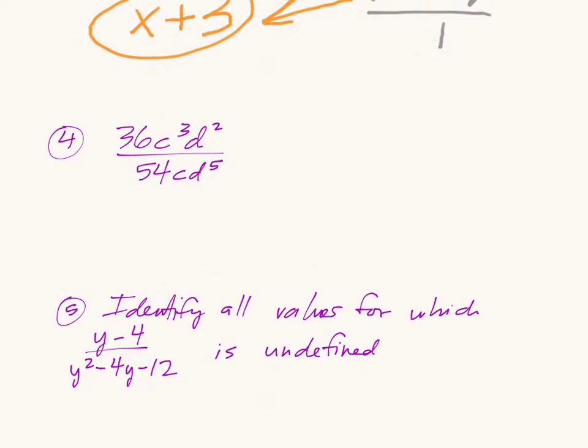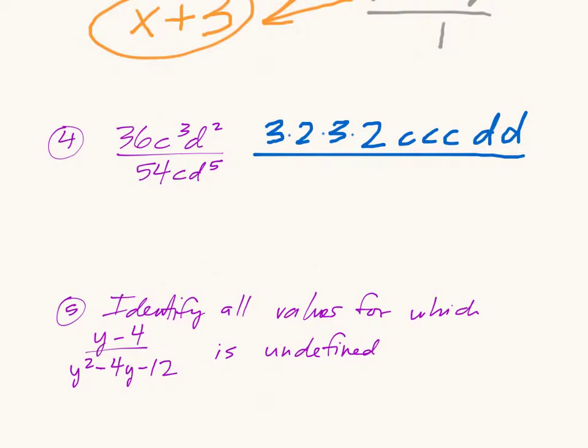Think about all the different factors here. Factors of 36 are 6 and 6. I'm going to write that as 3 and 2, just in case the factors of 54 cancel out with that well. Then I have 3 C's and 2 D's. And this is all things you could do in your head once you get better at this.